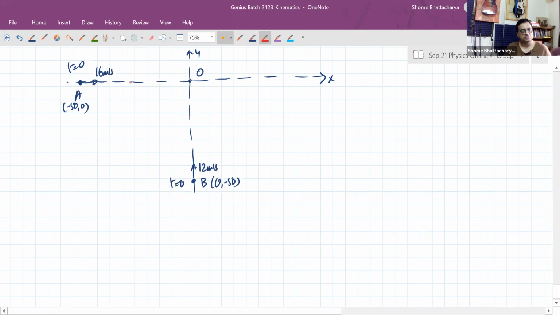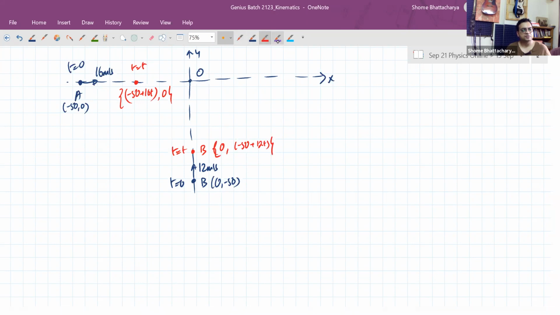So therefore, at some time t, I can see A's coordinate will become minus 50 plus 16t x coordinate, and it's always moving along the x-axis. So y coordinate is 0. And at that same time t, B's coordinate will have become 0, minus 50 plus 12t.